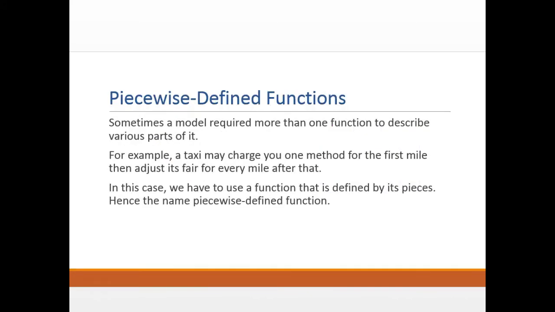Our last topic is what's called a piecewise-defined function. Sometimes a model requires more than one function to describe its various parts. An example would be that of a taxi. When you get in a taxi cab, a lot of times they will charge you one method for the first mile or the first tenth of a mile or quarter mile, and then after that they charge you in a different method. In this case, we have to use a function that's defined by its different pieces, hence the name piecewise-defined function.